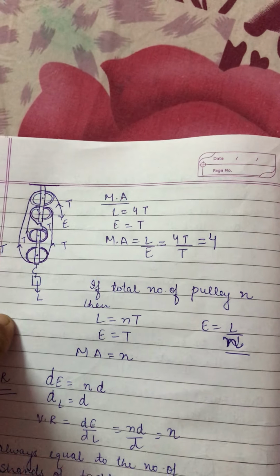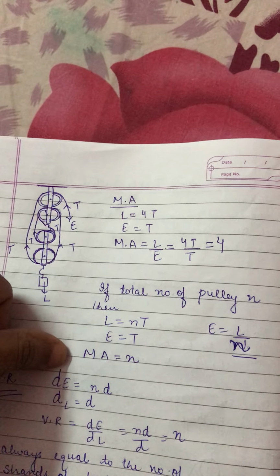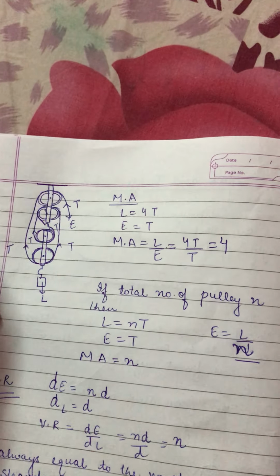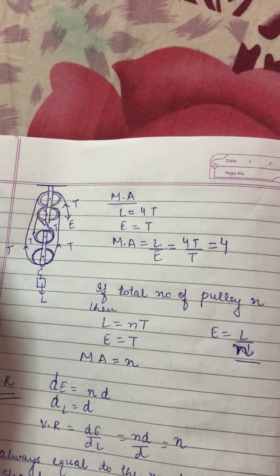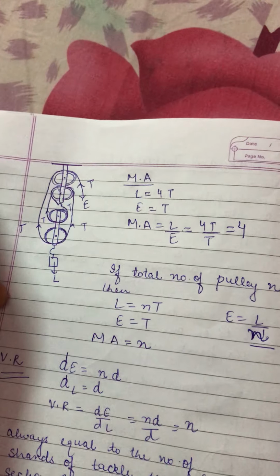So if the total number of pulleys is n, then what will be the mechanical advantage? That will be n. As the number of pulleys, a single string you are using, so according to that we are having what, mechanical advantage.